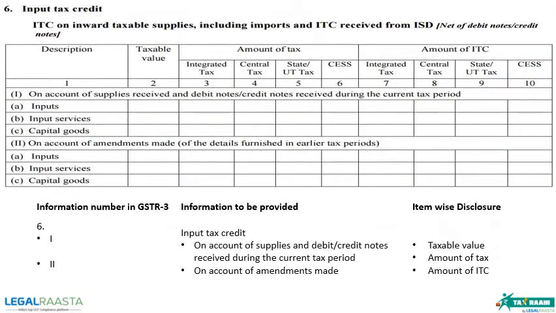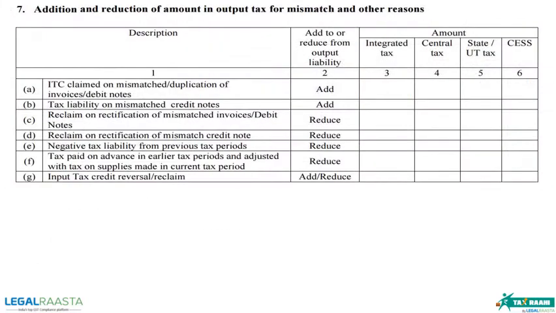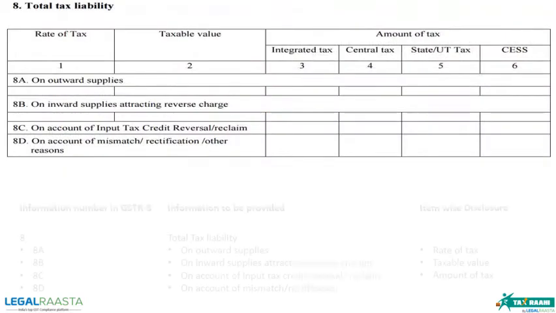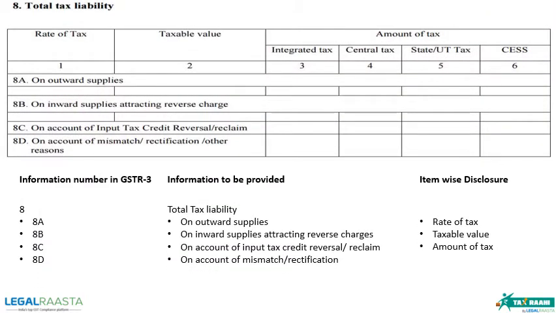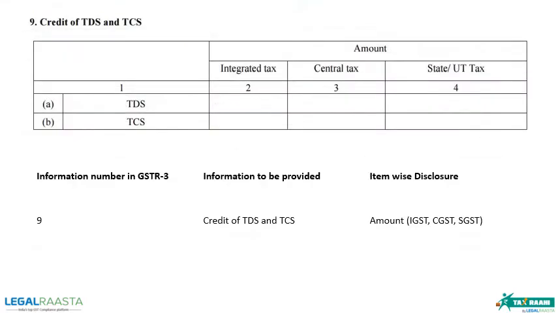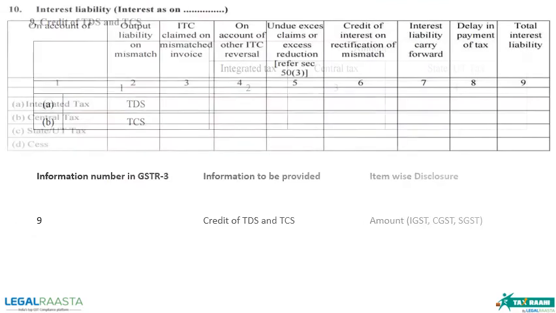Details of input tax credit like description, taxable value, amount of tax, etc. Details of output tax when addition and reduction is done during mismatch like description, amount of tax, etc. Details of total tax liability like rate of tax, taxable value, etc. Details of credit of TDS and TCS like amount of tax.